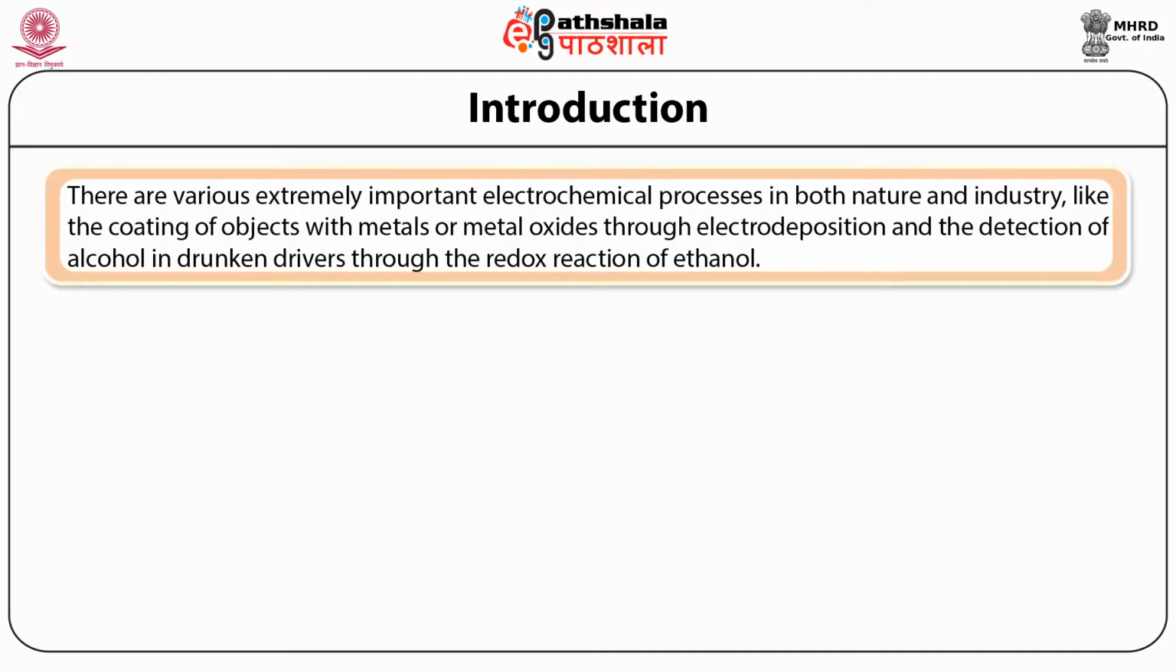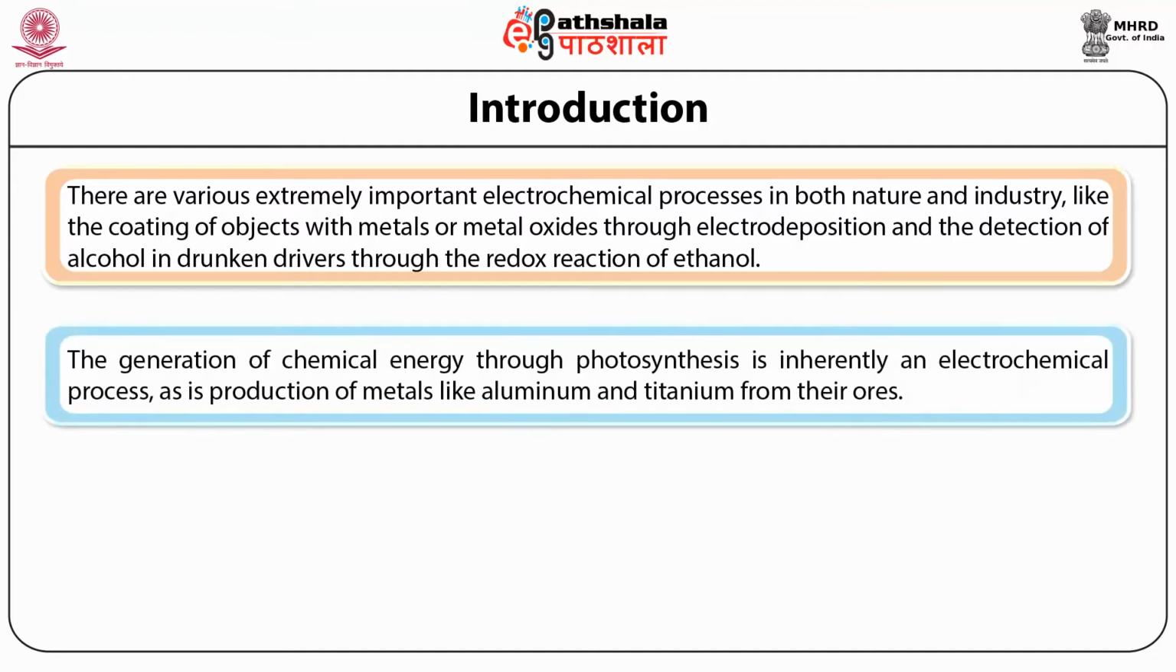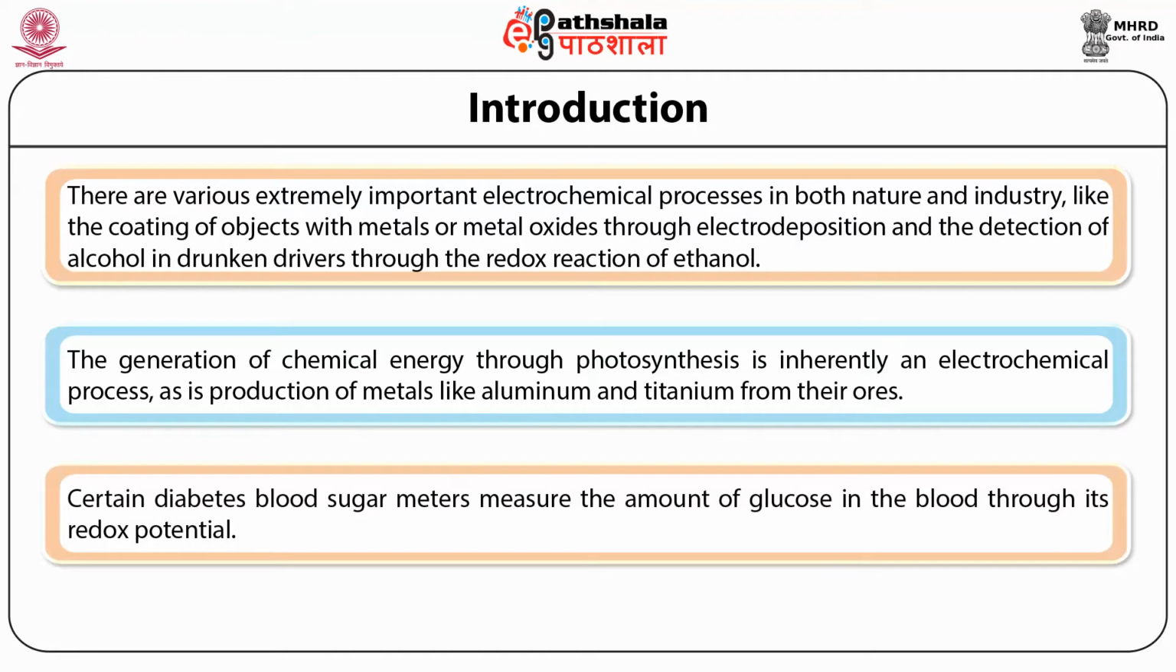There are various extremely important electrochemical processes in both nature and industry, like the coating of objects with metals or metal oxide through electrodeposition, and the detection of alcohol in drunk drivers through the redox reaction of ethanol. The generation of chemical energy through photosynthesis is inherently an electrochemical process, as is the production of metals like aluminium and titanium from their ores. Certain diabetes blood sugar meters measure the amount of glucose in the blood through its redox potential.